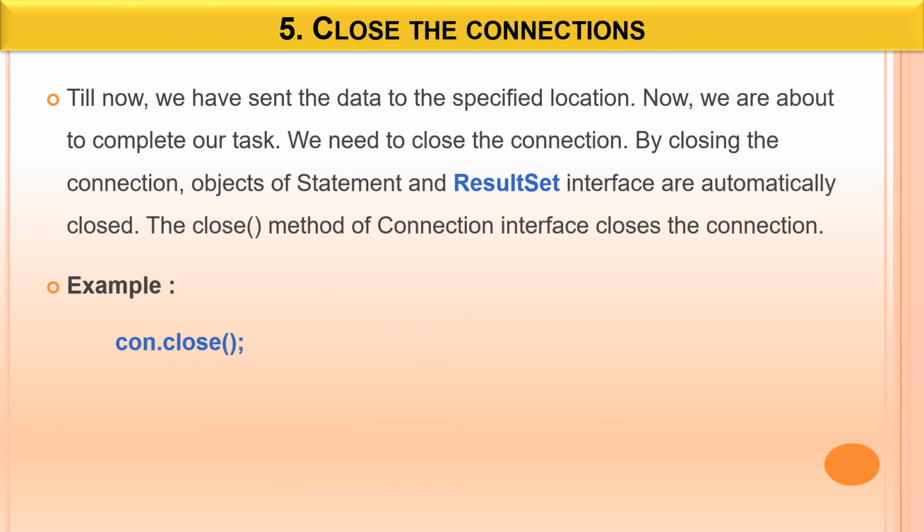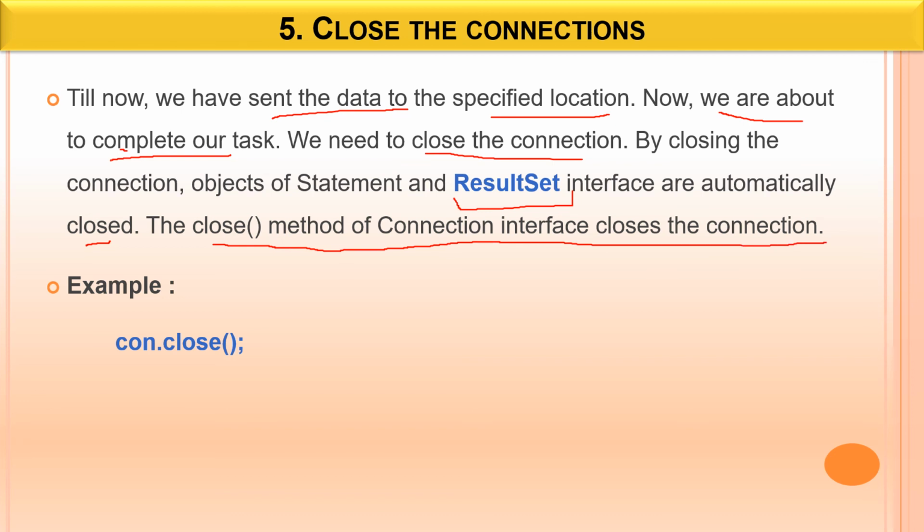Lastly, closing the connection. We have sent the data to the specified location, and as we are about to complete our task, we need to close the connection. By closing the connection, the objects of the Statement and ResultSet interfaces are automatically closed. The close method of the Connection interface closes this connection.